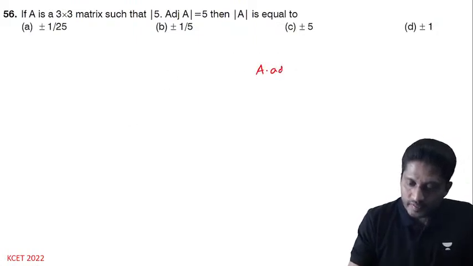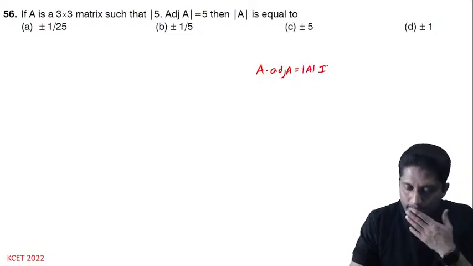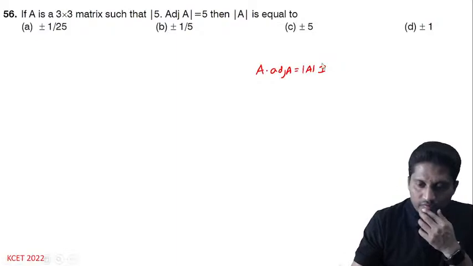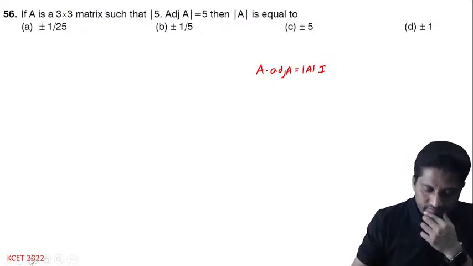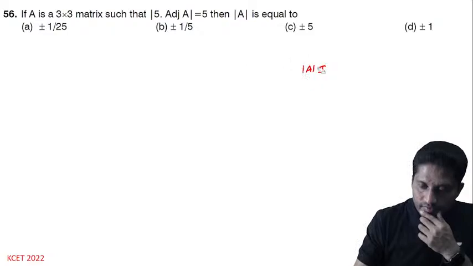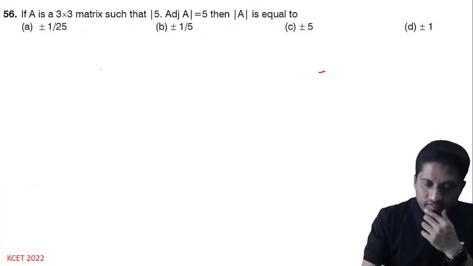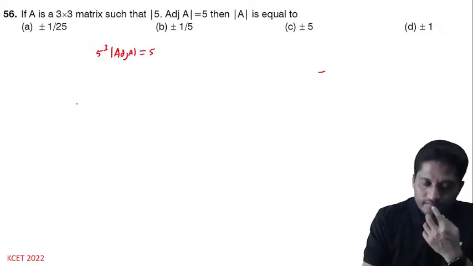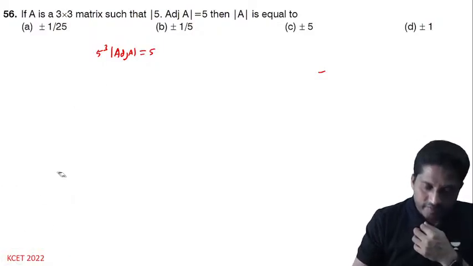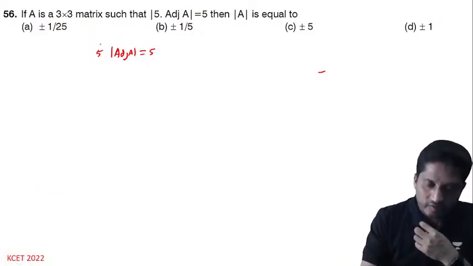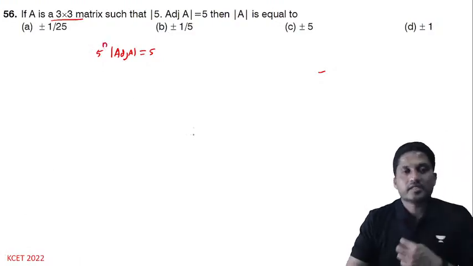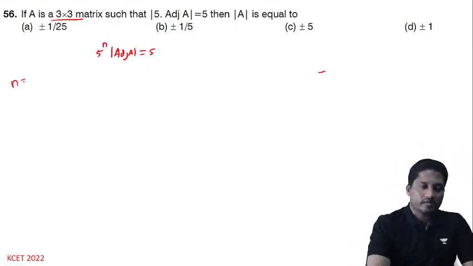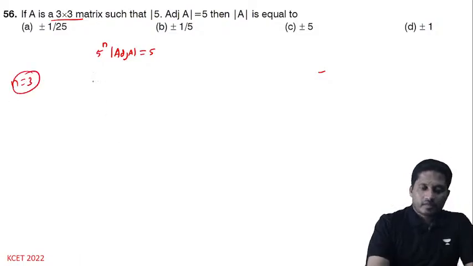A into adjoint of A is determinant A into I. Okay, now if I take 5 outside the determinant, it is 5 cube into adjoint of A is equal to 5, right? It's actually 5 power n. You take 5 out, the determinant will be n. It's a matrix of order 3 by 3, so n should be equal to 3. So this is 5 cube.